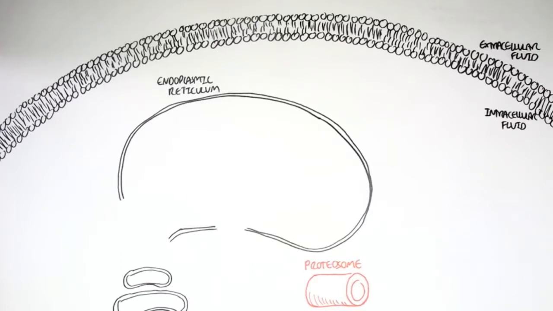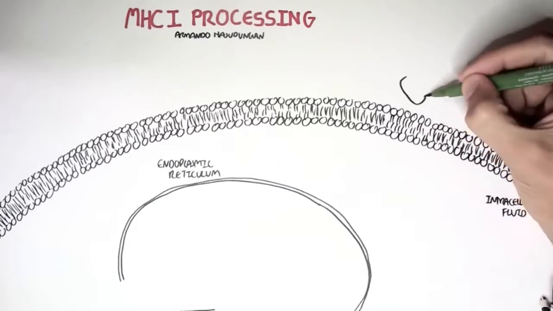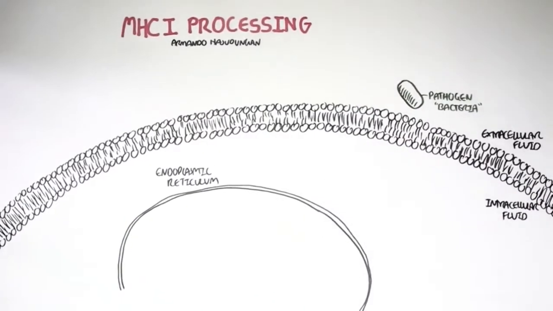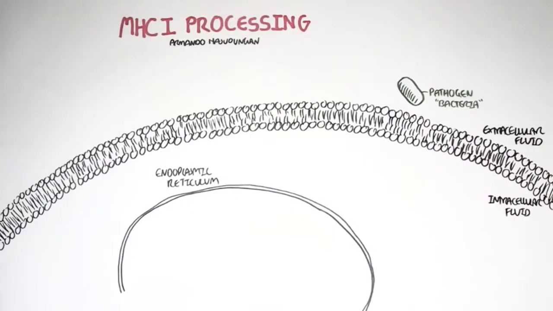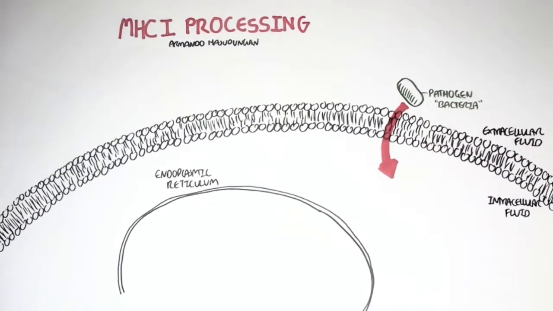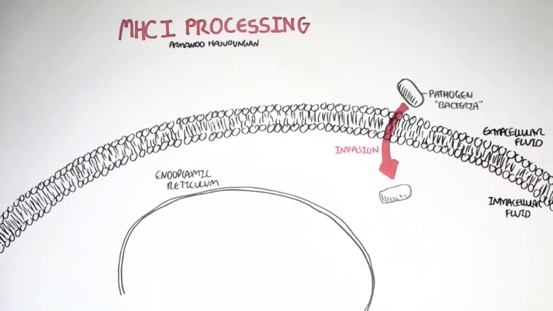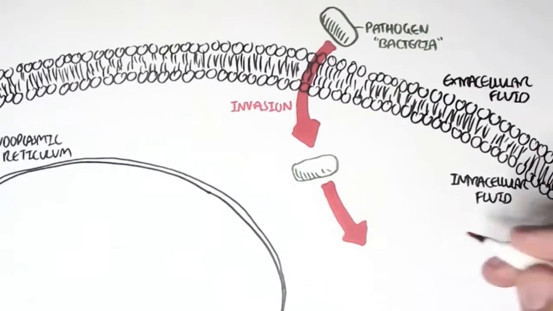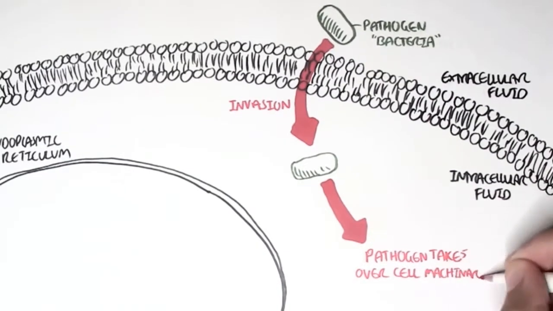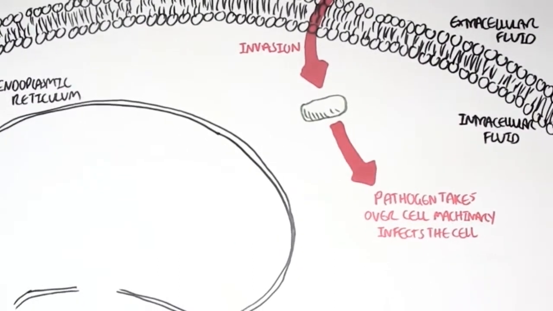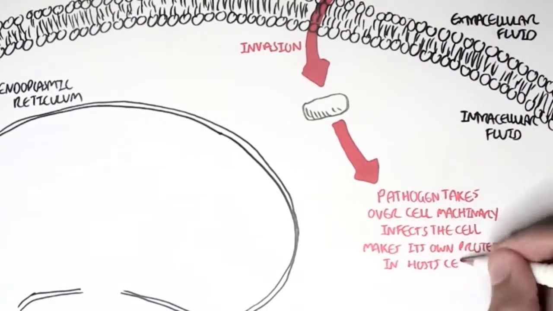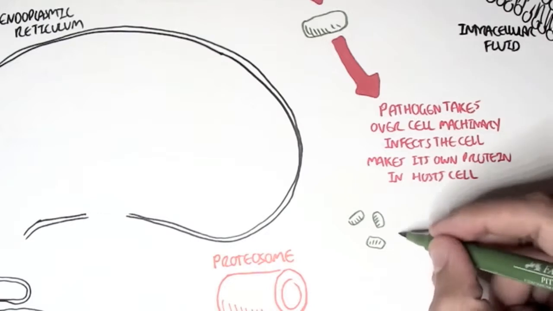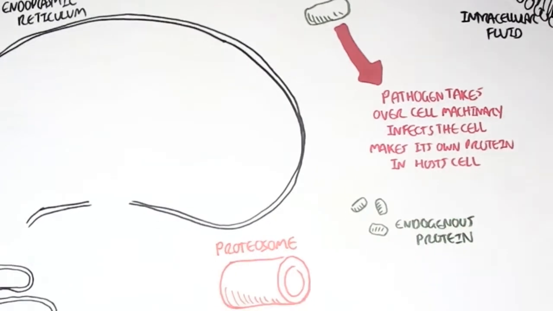So let's begin with the MHC class 1 processing. So what happens, for example, is that a pathogen on the outside, it can be a bacteria in this case, will invade the cell, will infiltrate the cell. The pathogen, in this case the bacteria, can, for example, take over the cell. It can multiply within the cell. It can take over the cell machinery if it was a virus. It will essentially infect the cell. And through this process, the pathogen will make its own proteins in the cell. So here I'm drawing endogenous proteins of the bacteria, for example. So these are the protein products of the bacteria.